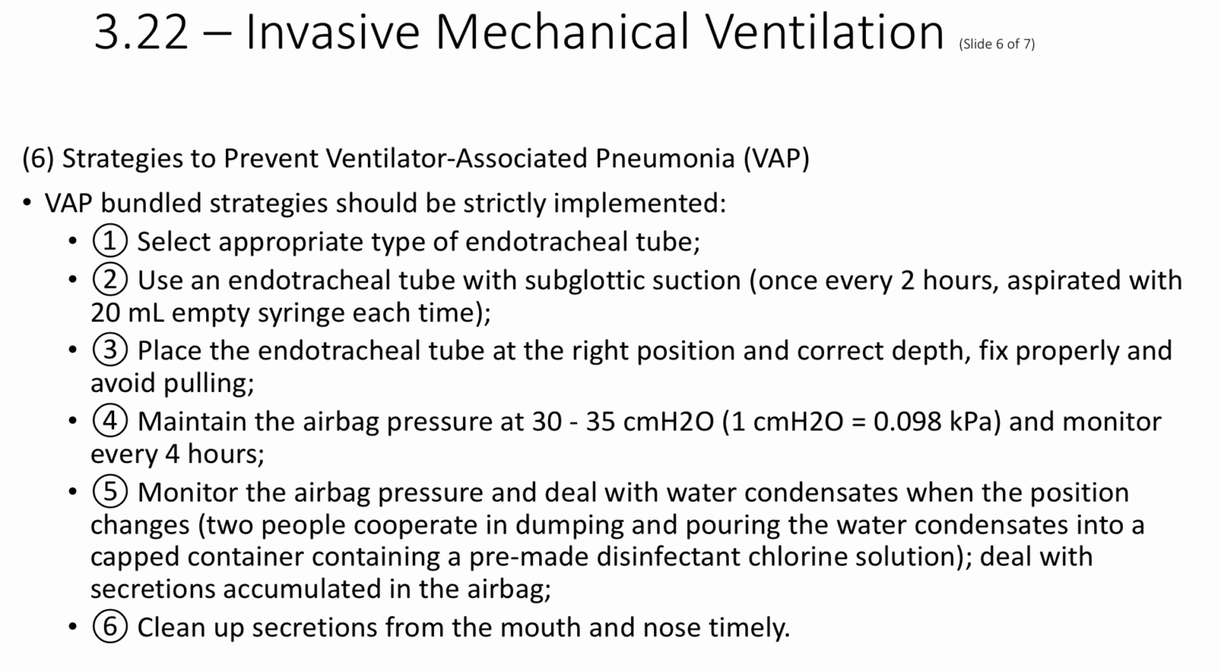6. Strategies to prevent ventilation-associated pneumonia. Ventilation-associated pneumonia bundled strategies should be strictly implemented. 1. Select appropriate type of endotracheal tube. 2. Use an endotracheal tube with a subglottic suction, once every 2 hours aspirated with a 20 ml empty syringe each time. 3. Place the endotracheal tube at the right position and correct depth, fixed properly and avoid pulling.